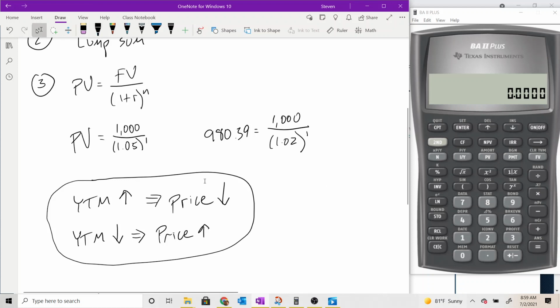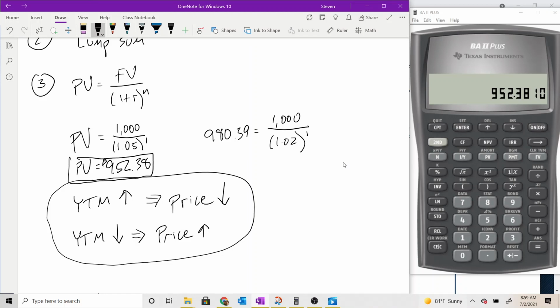All right, now let's actually solve for the price on this one. We've got the formula set up here, so we'll just do 1,000 divided by 1.05. So we are getting a price of $952.38 roughly, which is lower than the $980.39 it was before. That's what we were expecting, so that looks right. And I'm pretty confident in the answer because it moved in the direction I expected.